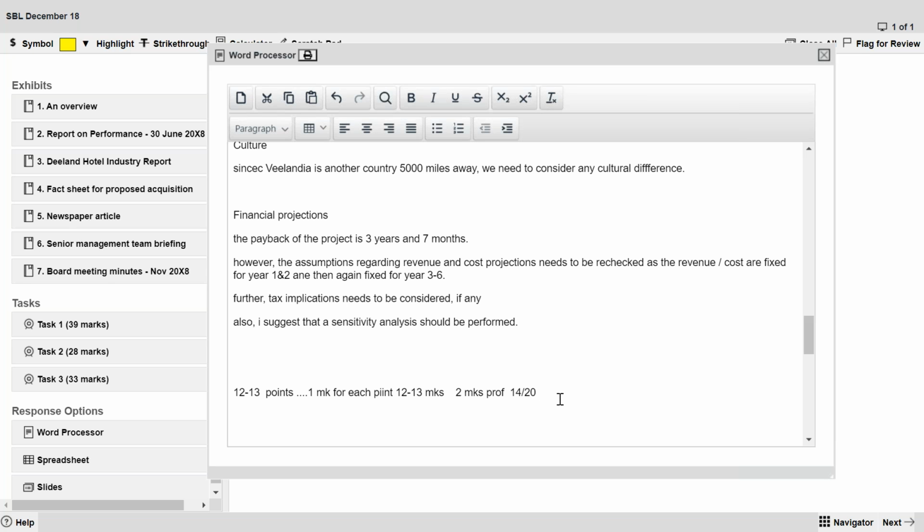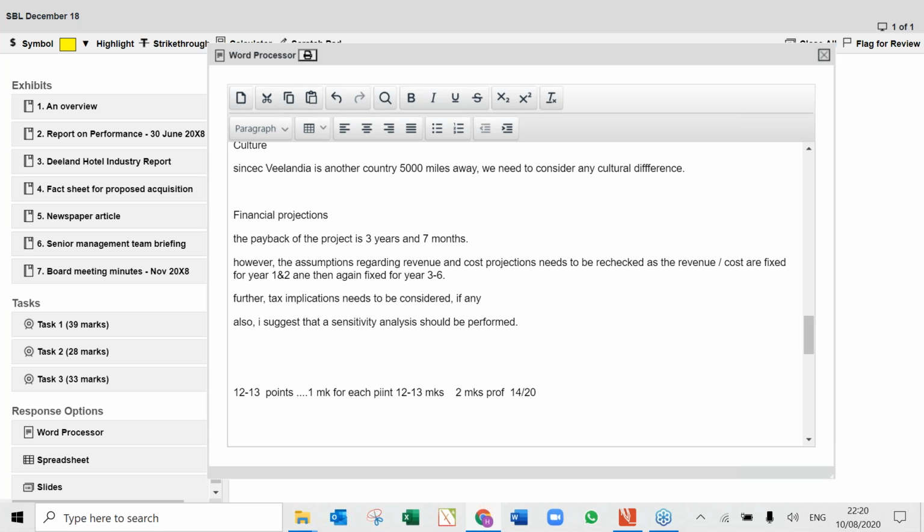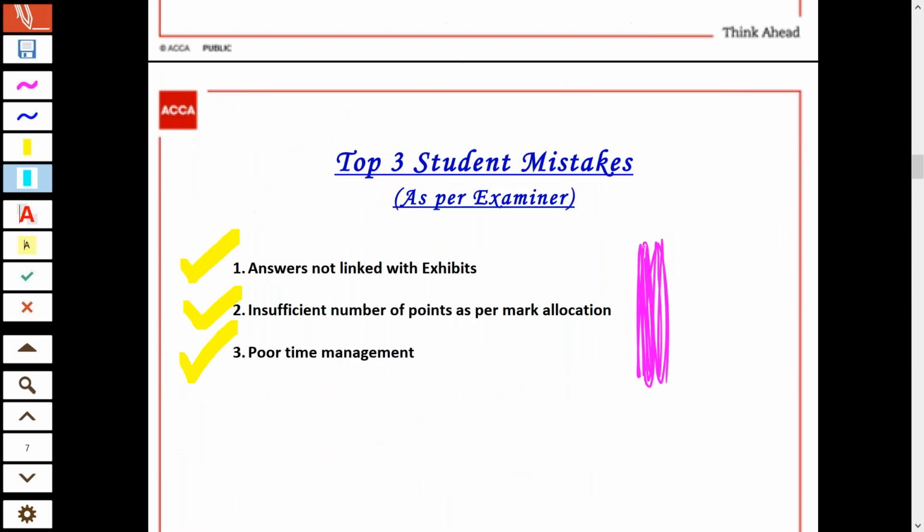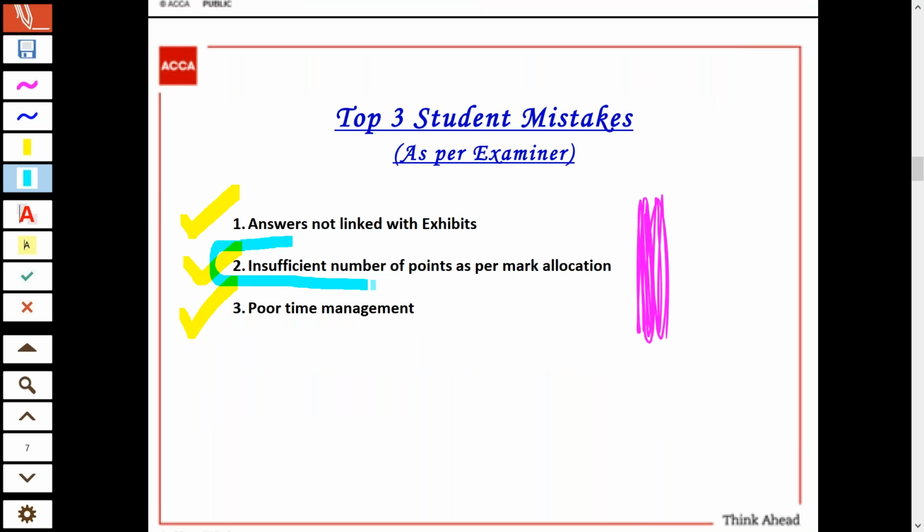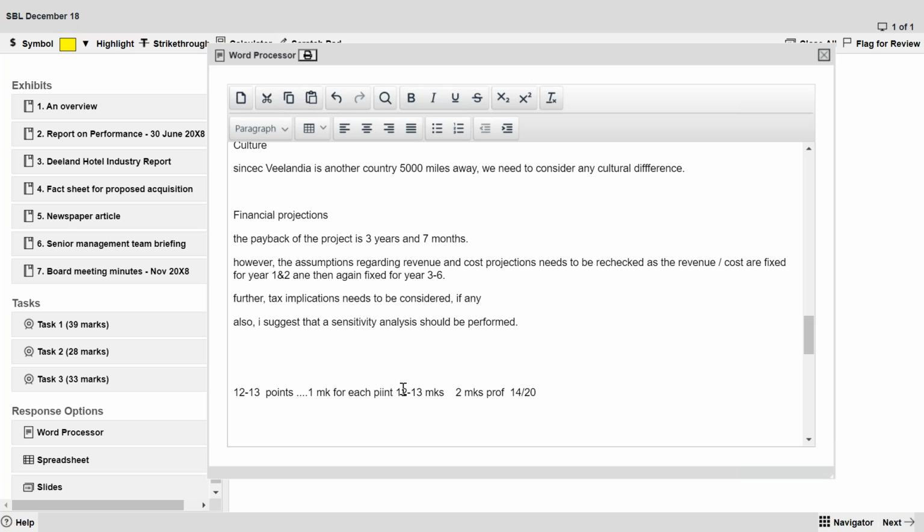So it all depends on the number of points you write. If I remind you of the major reasons why students fail, it is that they write an insufficient number of points. Because I gave at least 12 to 13 points, I can safely score 12 marks, plus 2 marks of professional skills, so 14 marks. This is how the examiner marks. He will count the number of points, and I'm just talking about average students here. Average students with average English and average drafting skills, out of 2 marks, I would expect 1 mark. I'm not going to be over ambitious or over optimistic. So if I want to score 12 marks, I need to give 12 points.